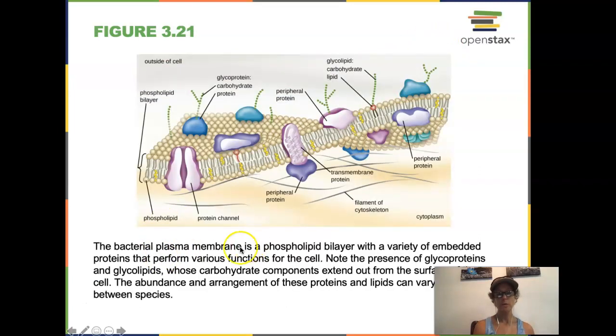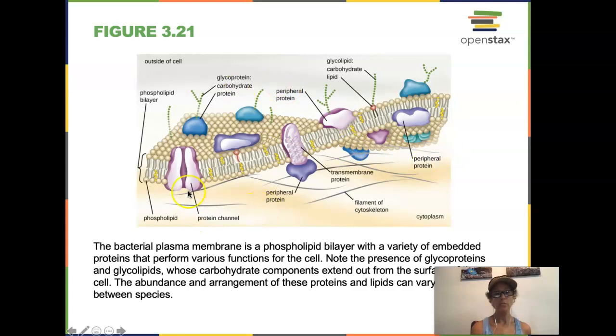The plasma membrane, or the cell membrane of bacteria and other prokaryotes, is structured very similarly to eukaryotes in that it is that phospholipid bilayer. So the phospho are the phosphates, the lipids are the fatty acid chains, bilayer because there are two layers. But in prokaryotic cells, there are some special features that we may not have in our cells.